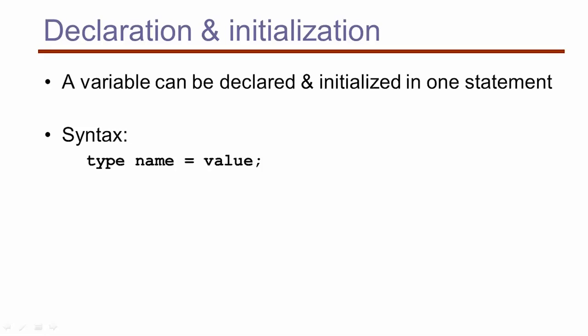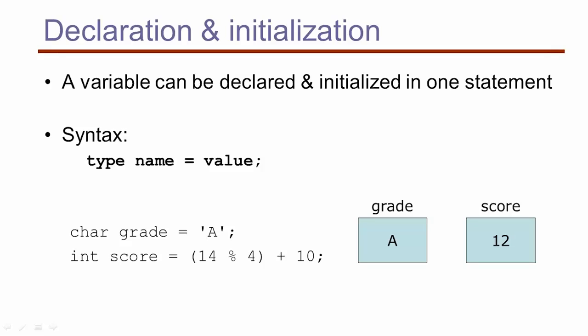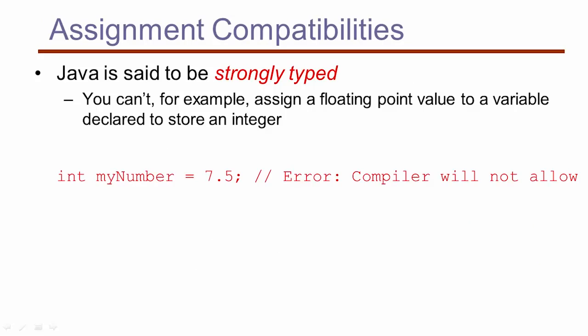This is accomplished by combining variable declaration statements with assignment statements, though we call it initialization rather than assignment in this situation. For example, we can declare a character variable grade and initialize it with the character A. When the compiler allocates space in the computer's memory for the variable grade, it will give it an initial value at the same time. The final concept that we are going to discuss in this talk is type compatibility.